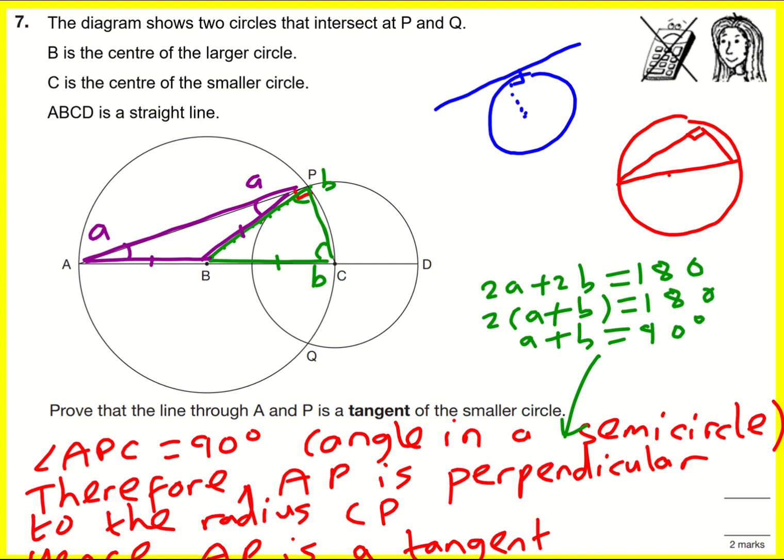Let me just state again. Okay, you just need to basically quote angle in a semicircle, and then you say that that is the radius here, PC, and therefore AP is perpendicular to PC, and we're done. But this was just explaining why.